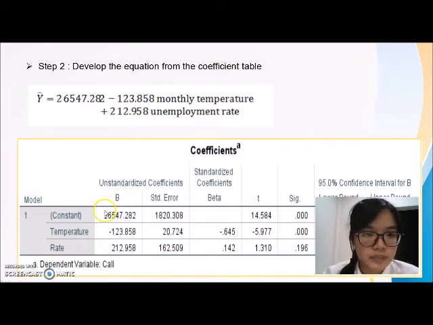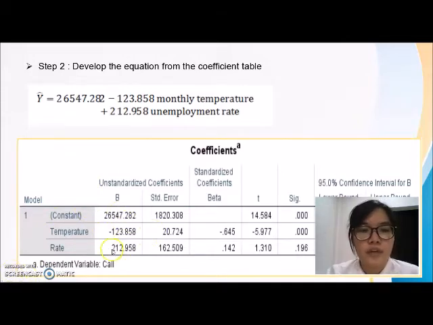So this is our b naught, 26547.282, and the value of b1 is negative 123.858, and the b2 is 212.958. In these values, we can see the positive relationship of the b naught and the b2, and the negative relationship of the b1.